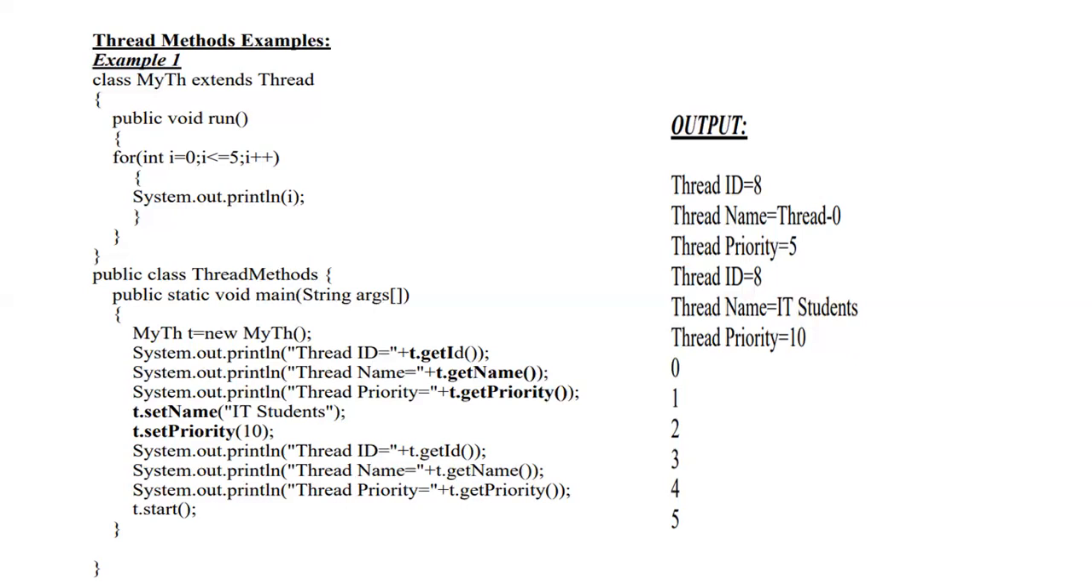And System.out.println with the thread ID. First we are printing the ID. What is the ID value? It is 8. Then System.out.println thread name, t.getName(). Now the name of the thread is IT student, and System.out.println priority, t.getPriority(). The priority is now assigned to 10. Then t.start(). This is executed: 0, 1, 2, 3, 4 up to 5. Thank you.